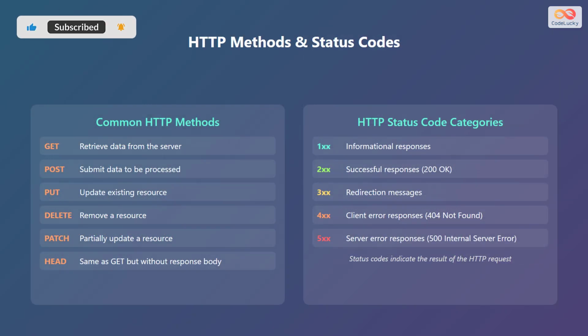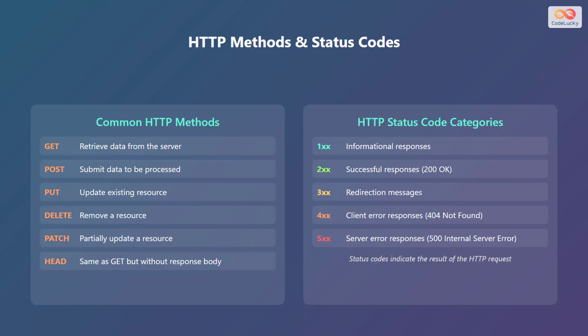The common HTTP methods are GET, which retrieves data from the server, POST, which submits data to be processed, PUT, which updates an existing resource, DELETE, which removes a resource, PATCH, which partially updates a resource, and HEAD, which is the same as GET but without the response body.